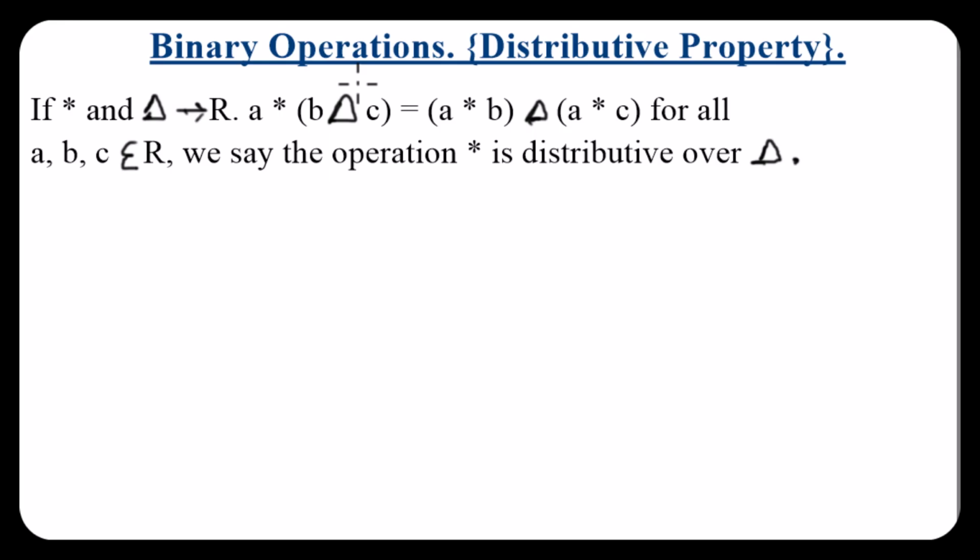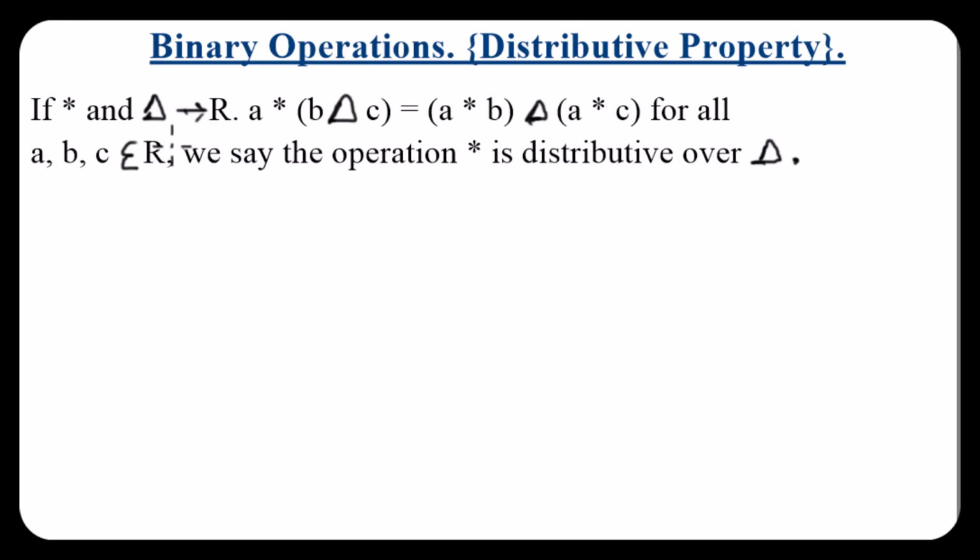So what does the distributive property actually mean, or what does it entail? We are told that if star and delta are defined over real numbers in such a way that A star (B delta C) is equal to (A star B) delta (A star C), for all members A, B, C being elements of the real numbers that star and delta have been defined over, then we can say that the operation star is distributive over delta.